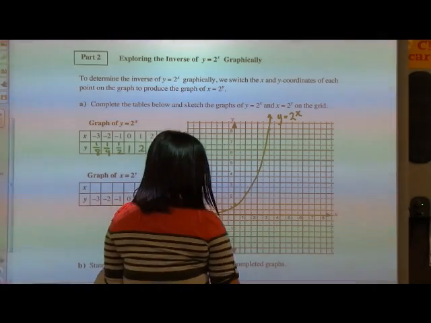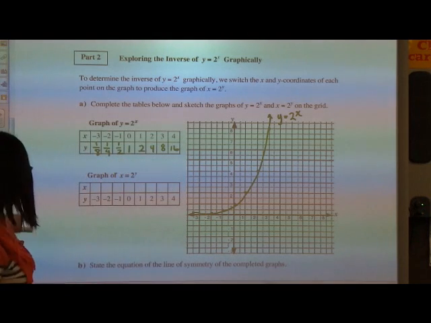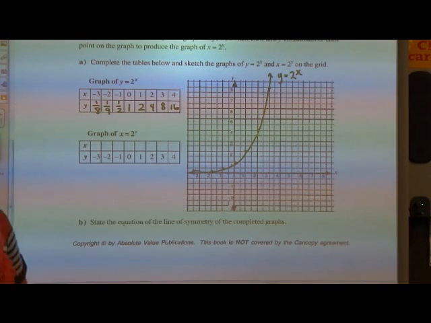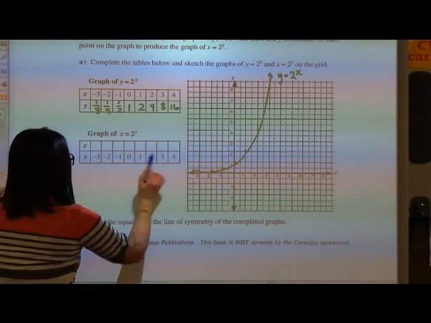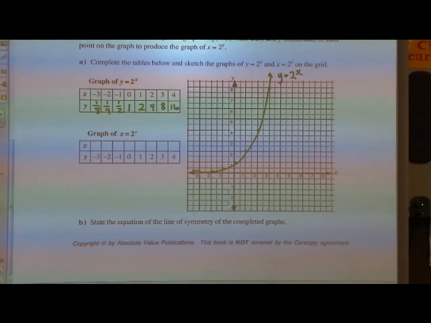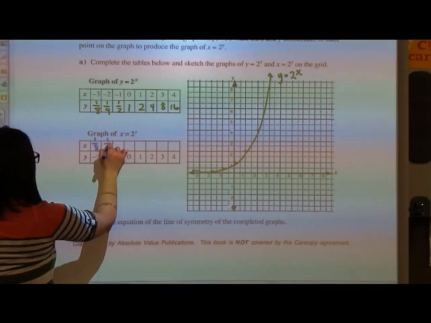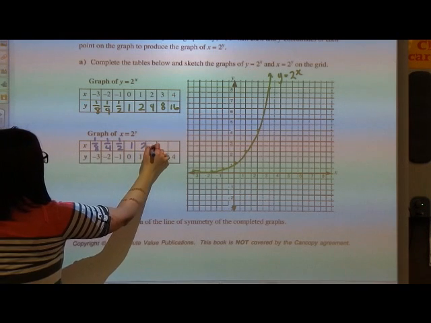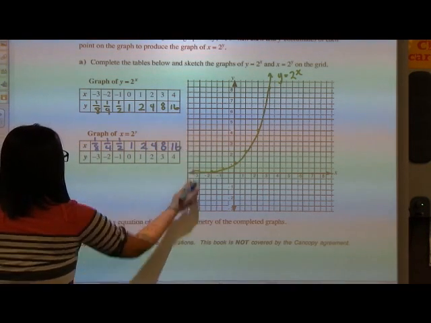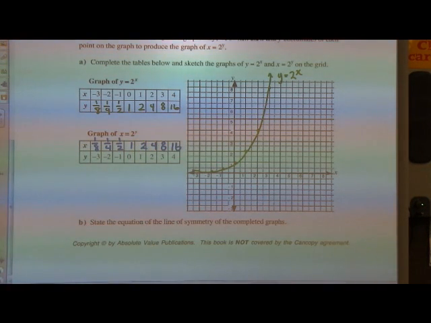So now when I go to graph the inverse, remember with the inverse, the x becomes the y and the y becomes the x. So my y values are now my -3, -2, -1, etc. And my x values become the 1/8, the 1/4, the 1/2, the 1, 2, 4, 8, and 16. So again, what I would like you to do is pause and plot these points and join the points in a smooth curve. So now I have this line drawn in blue.